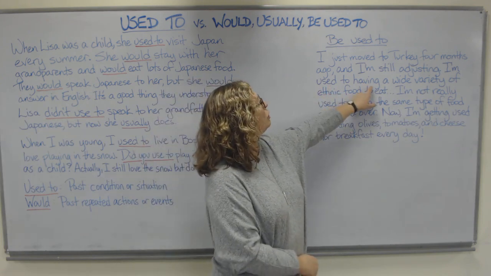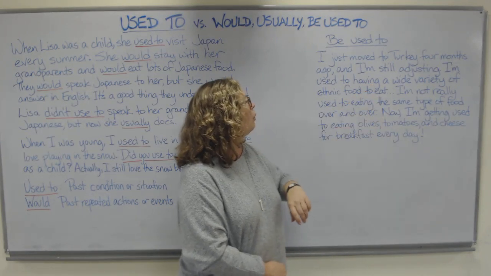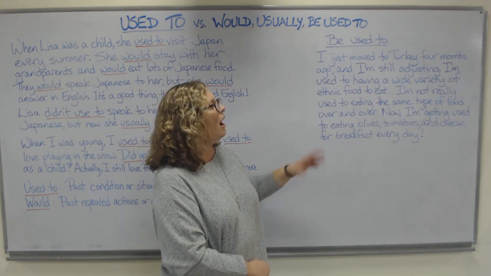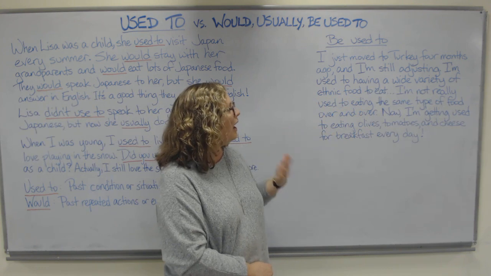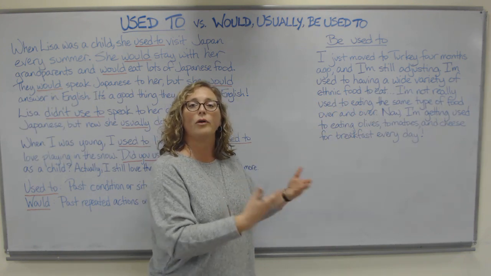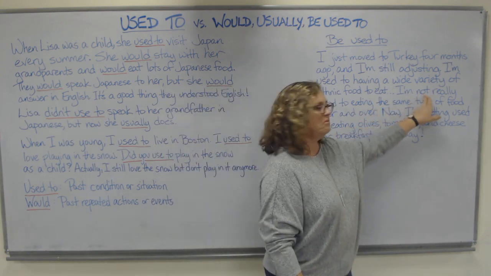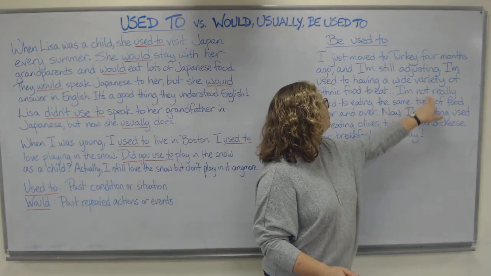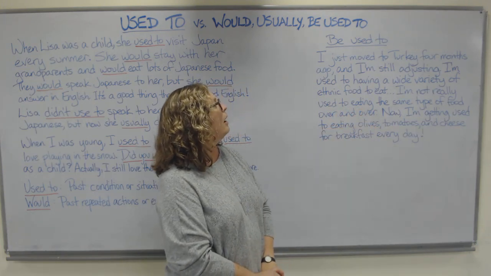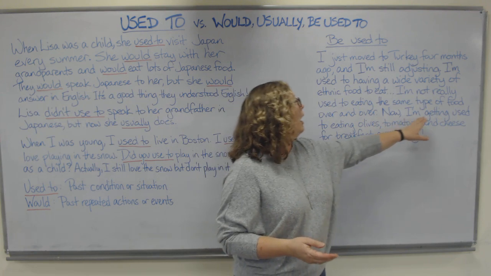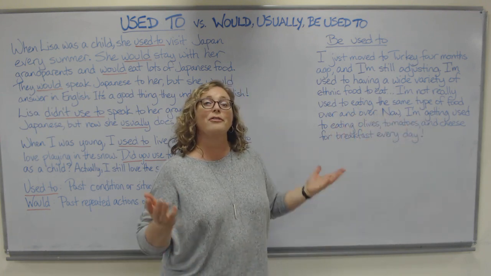Notice after used to, you have an ing form. I'm used to having a wide variety of ethnic food to eat. I'm not really used to eating the same type of food over and over. Using the negative, like you would use with the be verb, I'm not used to, and again, the ing, eating. Now, I'm getting used to eating olives, tomatoes, and cheese for breakfast every day.